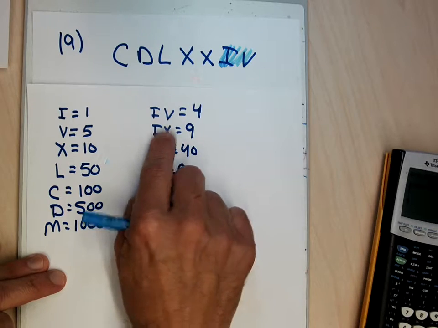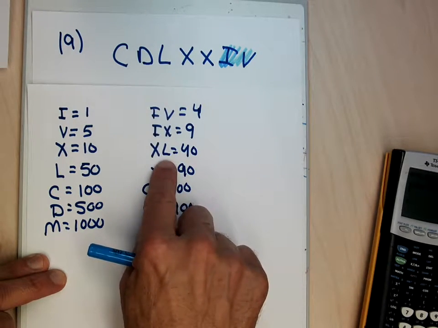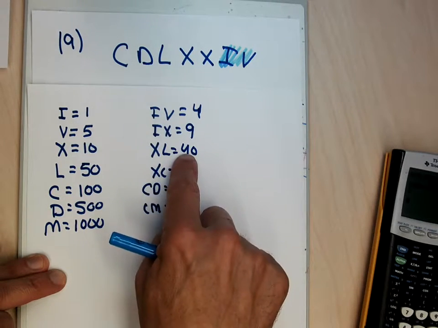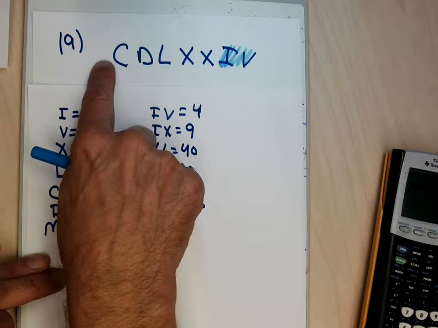Is there an I before an X? Well, there's 2 X's, but there's no I's before them, so I'm not worried about it. Is there an X before an L? There's an L, but no X before it, so I don't need to worry about it. Is there an X before a C? There's a C, there's no X before it, so I'm not worried about that.